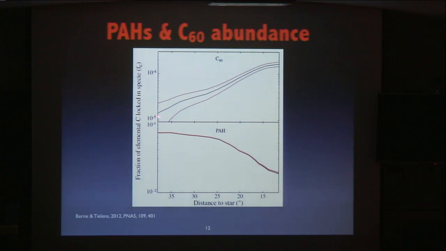And at the same time, we see the abundance of C60 increase from about 10 to the minus 5 of the carbon to about 10 to the minus 4 of the carbon. And so while the PAH is being destroyed, C60 is being formed.